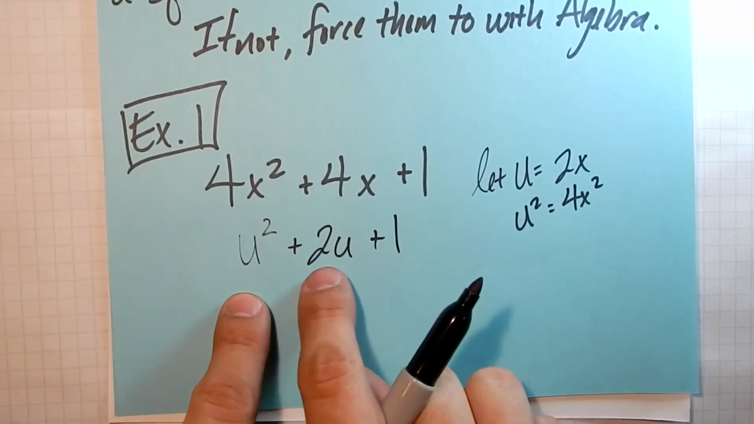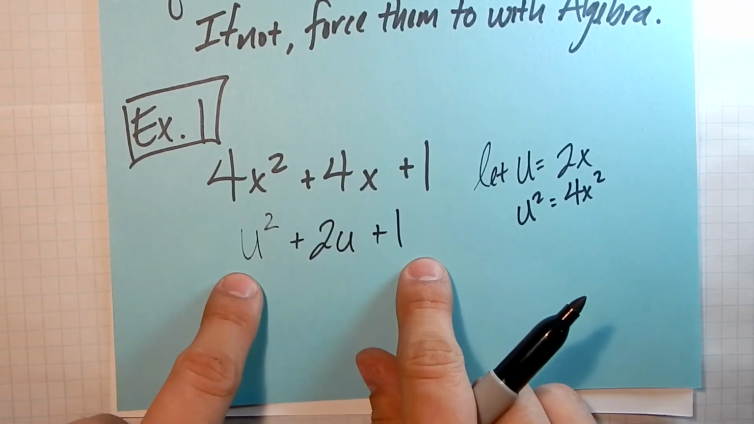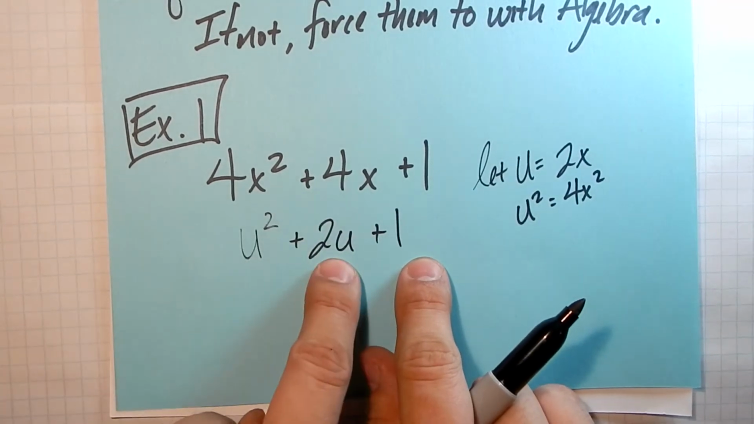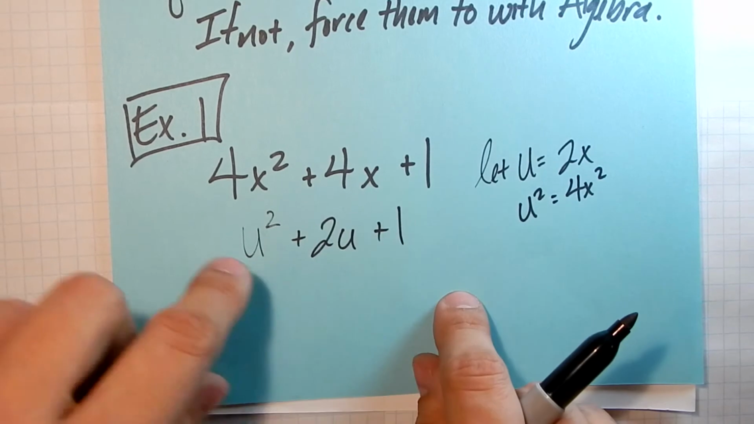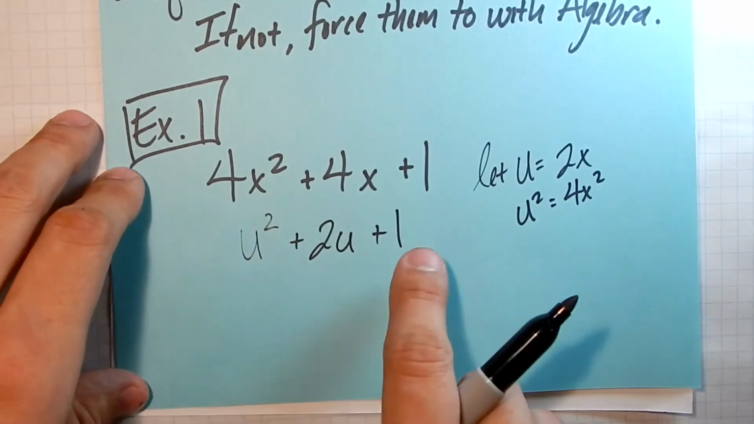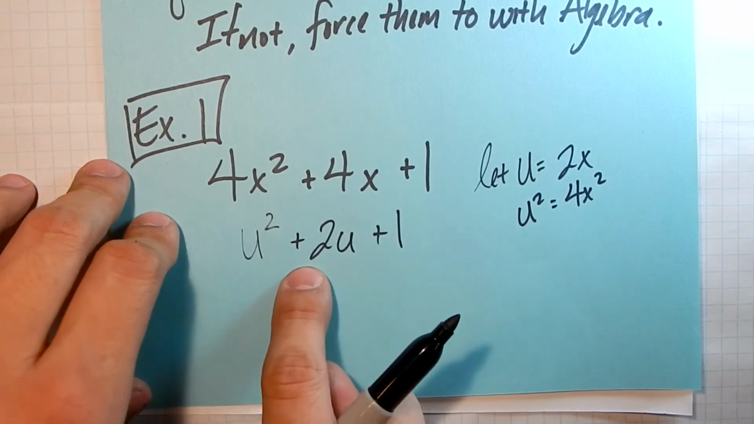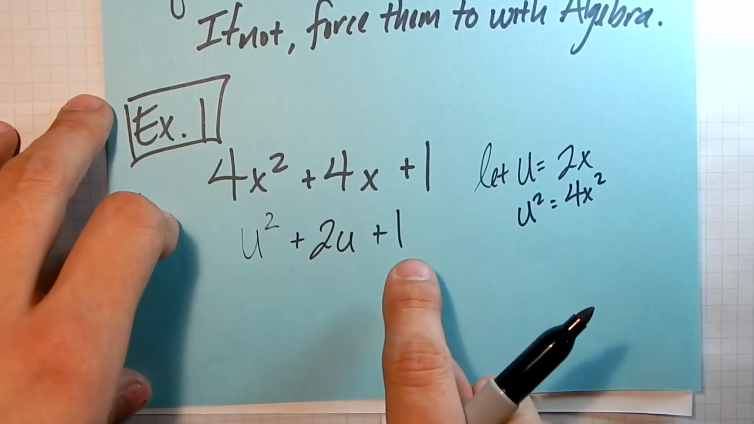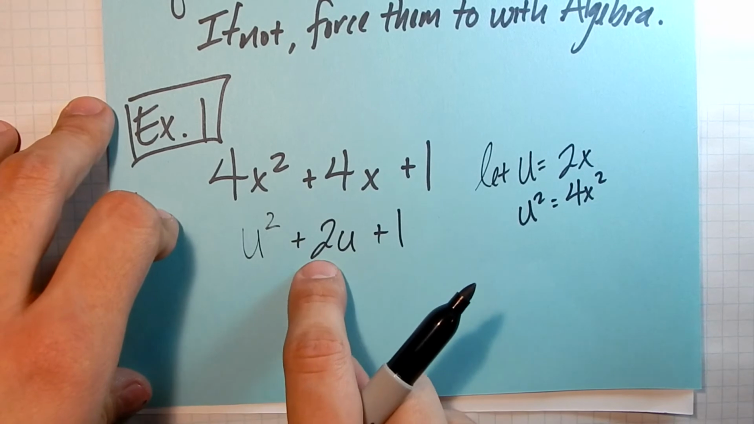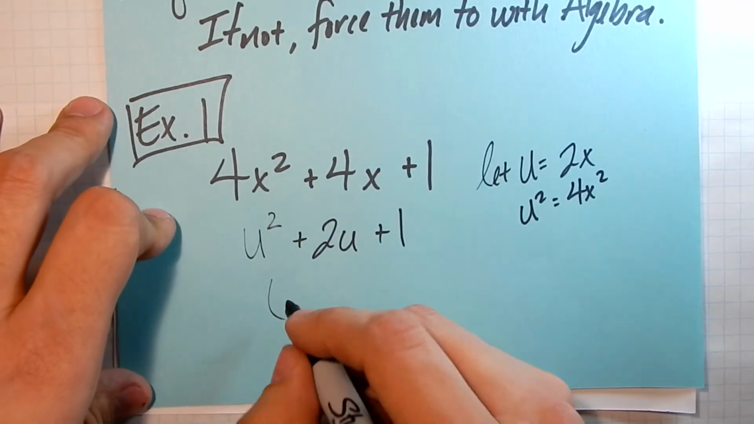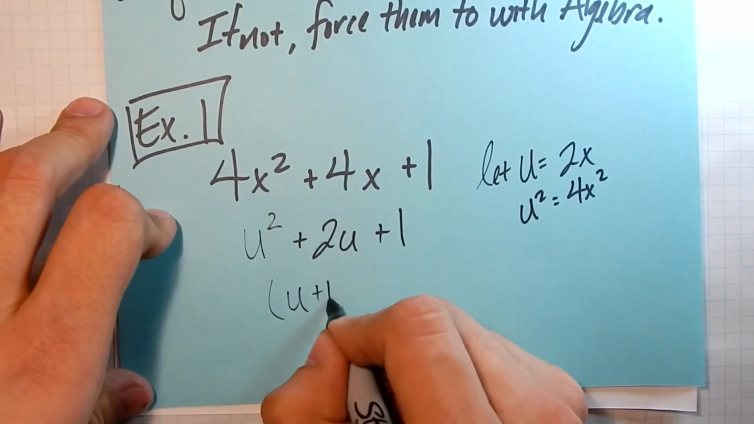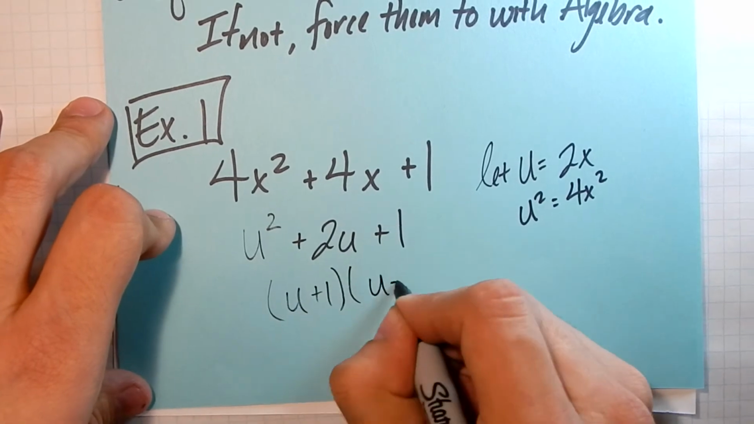So this is now a monic trinomial. u squared is 4x squared, 2 times 2x is 4x, plus 1 is plus 1. Now it's monic, and it's easier to factor. We're looking for factors of 1 that add up to 2. So 1 times 1 is 1, and 1 plus 1 is 2. So this becomes u plus 1 times u plus 1.